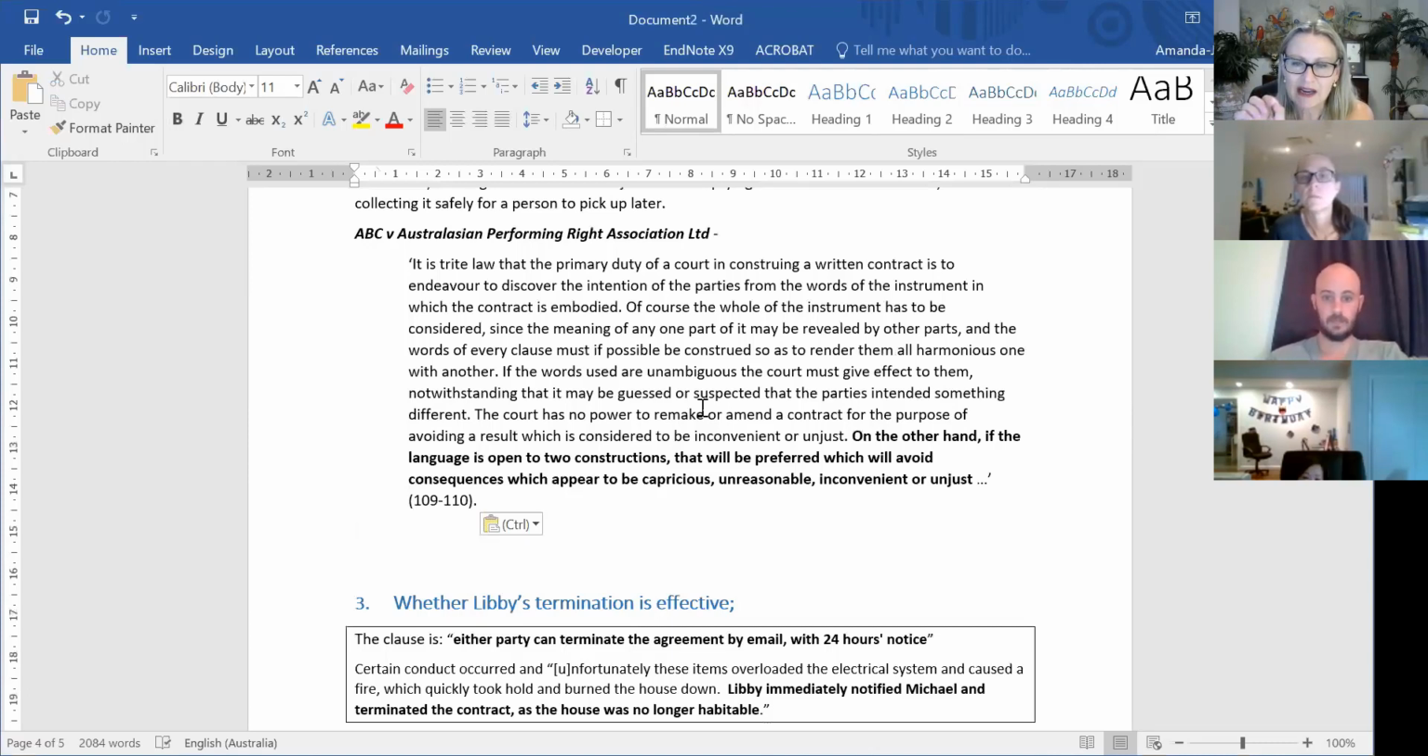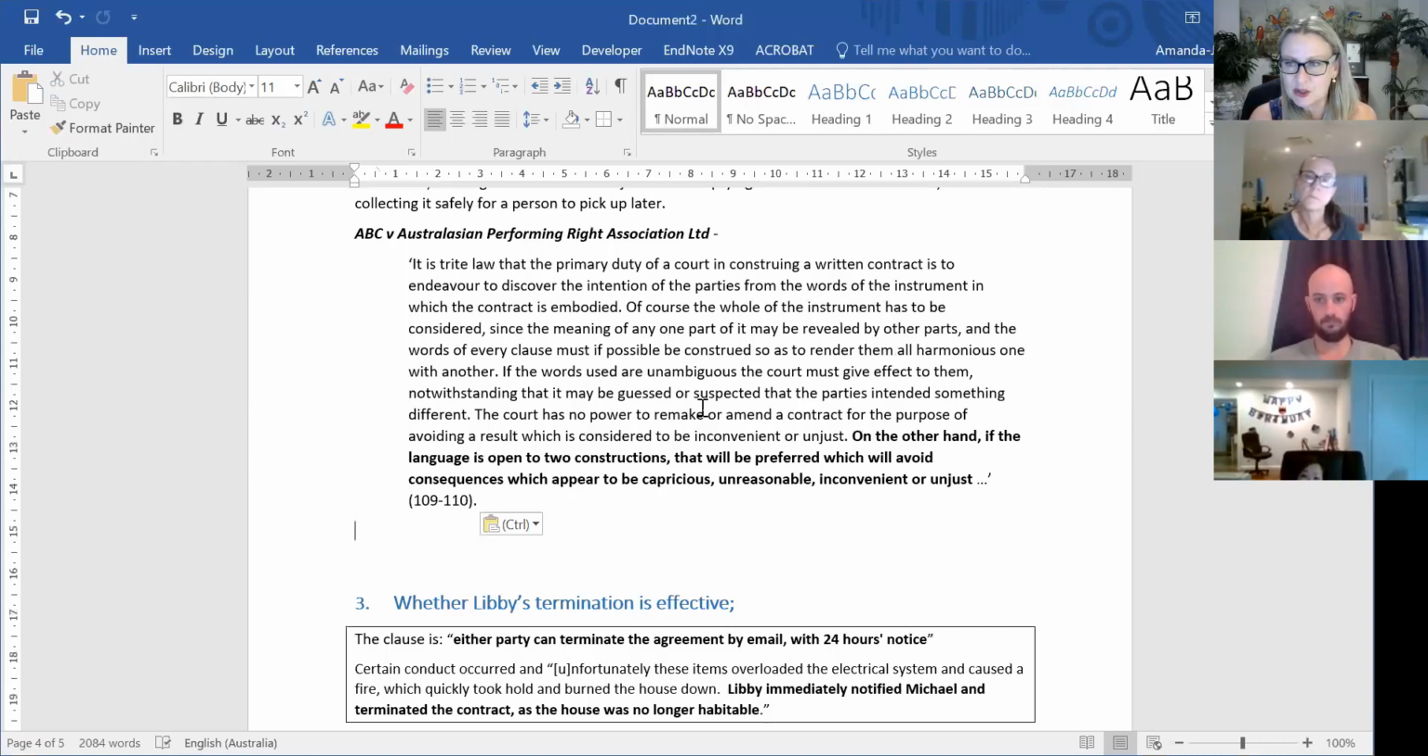If the words are unambiguous, the court must give effect to them, notwithstanding it might be guessed or suspected the parties intended something different. That's the bit that we used in Michael's aid for the previous question. And then the court went on to say the court has no power to remake a contract if it's inconvenient or unjust. On the other hand, if the language is open to two constructions, that will be preferred which will avoid consequences that appear to be capricious, unreasonable, inconvenient, or unjust.